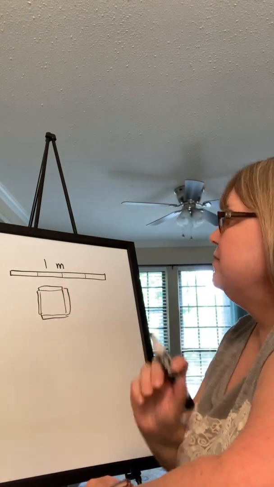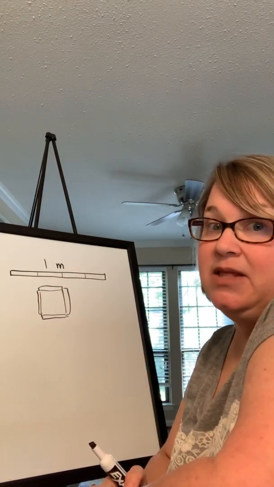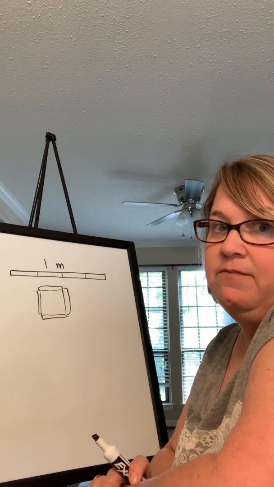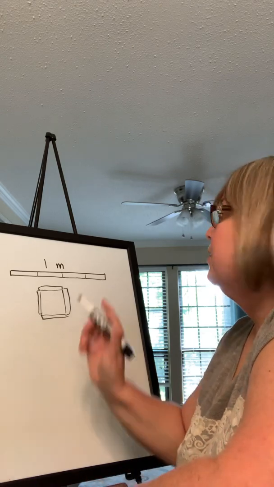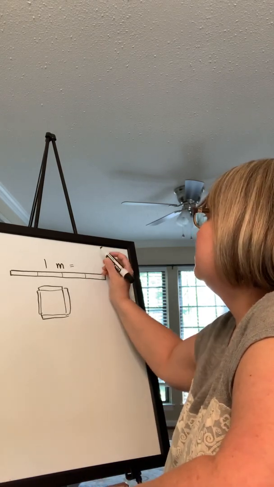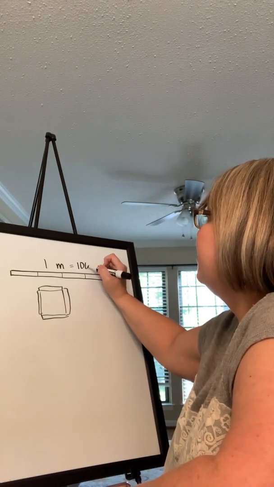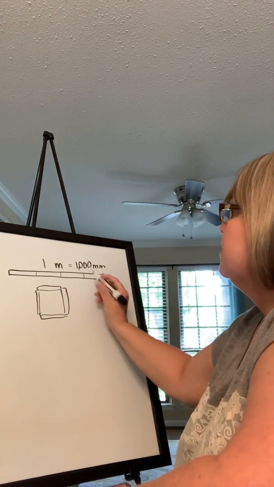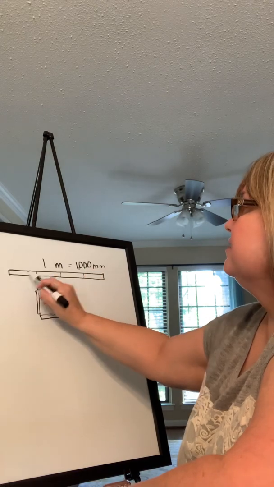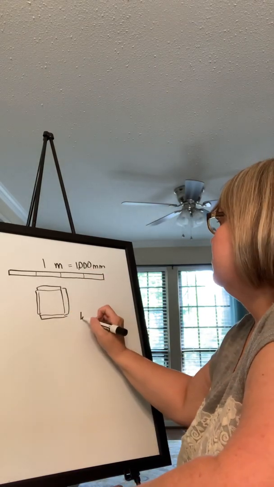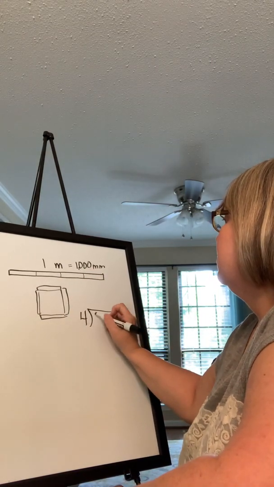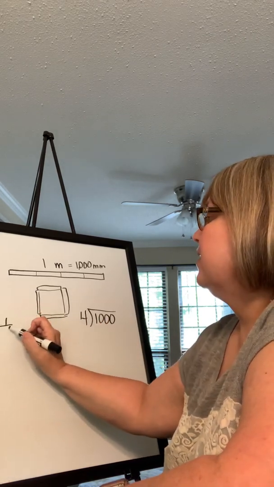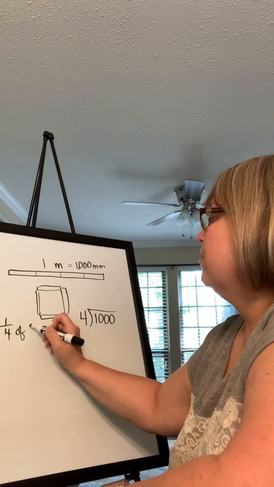Well, this is 1 meter, and how many millimeters are in 1 meter? 1 meter equals 1,000 millimeters. So then we would have to divide this 1,000 into 4 parts. So we're basically finding 1/4 of 1,000.